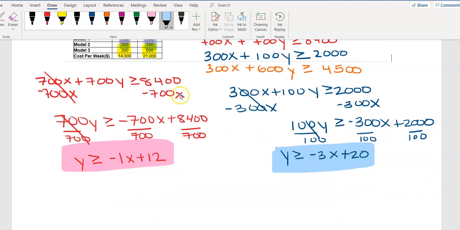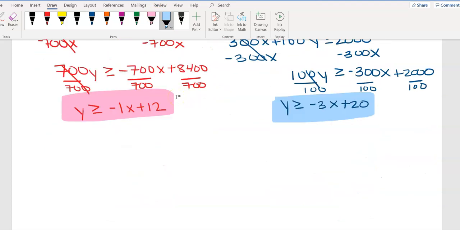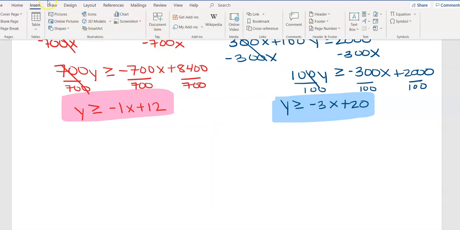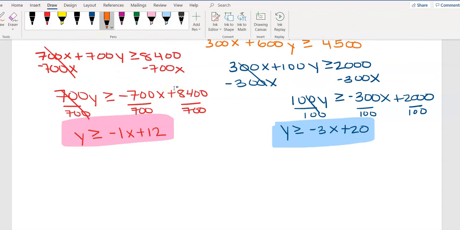So now I need to do the orange equation. So let me get that. We started with 300x plus 600y is greater than or equal to 4,500.